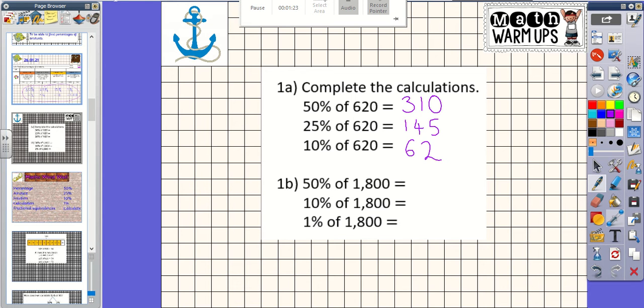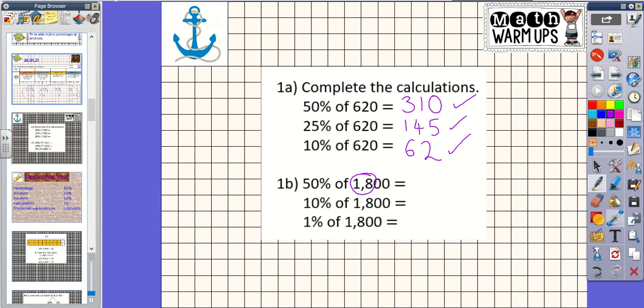Okay then, so you should have got these answers that are on the board. So 50% of 620 is 310, 25% of 620 is 145, and then 10% of 620 is 62. So next one's then 50% of 1,800. Now I can see that 18 in there, and I know that half of 18 is 9, so I'm going to put my answer as 900 to help me. 10% of 1800, I can see a 0 on 1800, so my answer is going to be 180.